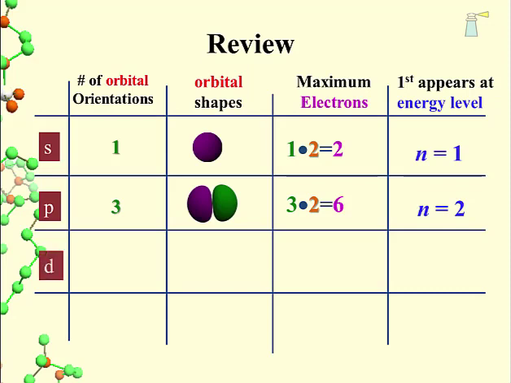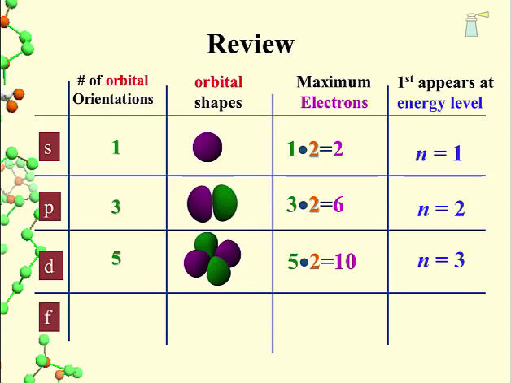D orbitals. There are 5 orientations of d orbitals. Here we'll just refer to them as multi-lobed. Hund's rule says that each of the 5 d orbitals can hold up to 2 electrons for a maximum of 10 electrons per set. The first set of d orbitals is found at the n equals 3 energy level.